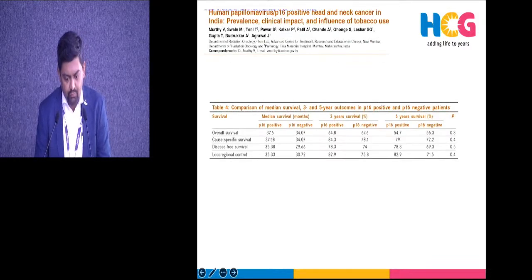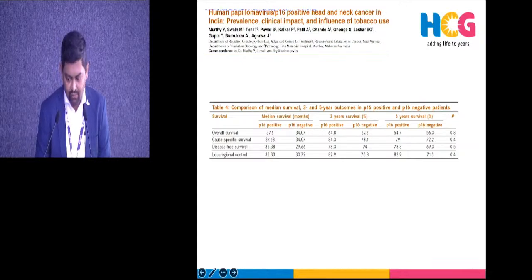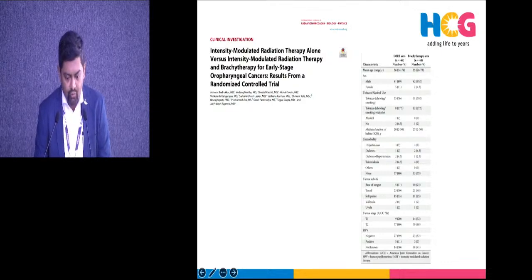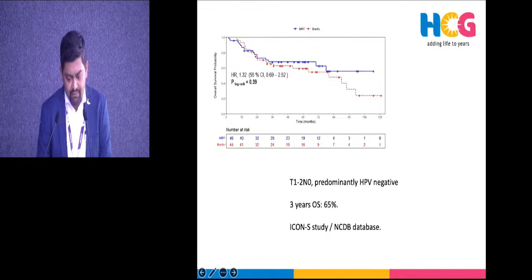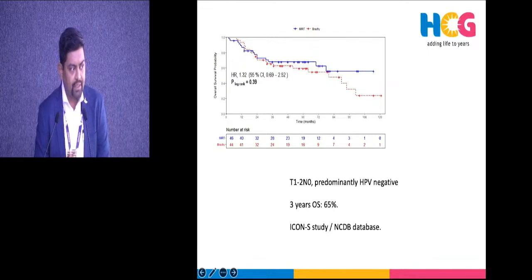We also know from this older Dr. Vedang's data that in India, because tobacco remains predominant, even in p16 positive versus negative, neither of the parameters, be it 3-5 year survival, showed a statistically significant difference. So we deal with tobacco associated cancers. From an earlier cohort also, of the Breaky trial from TMH, with similar survival at 3 years, this is a predominant T1, T2, N0 HPV negative cohort with the 3 year overall survival around 65%, which is similar to the Western data of ICON and the NCDB database.